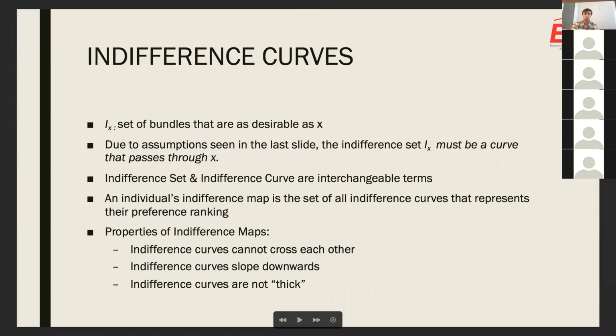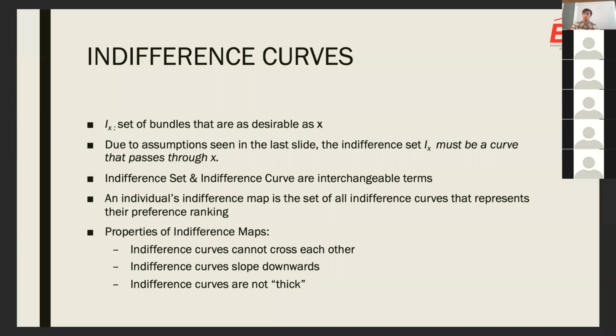So now we're going to move on to the next section, being indifference curves. So if we have an indifference curve in terms of good X, it's going to be the set of bundles that are as desirable as X. So if X is a reference bundle that you have, all of your points on the indifference curve are going to be just as desirable. You, as a consumer, are going to be indifferent between all of these different bundles.